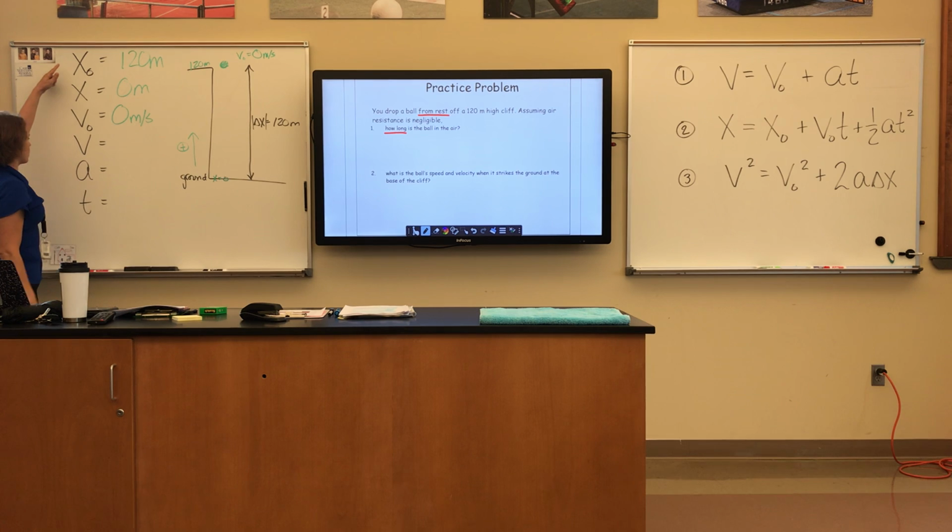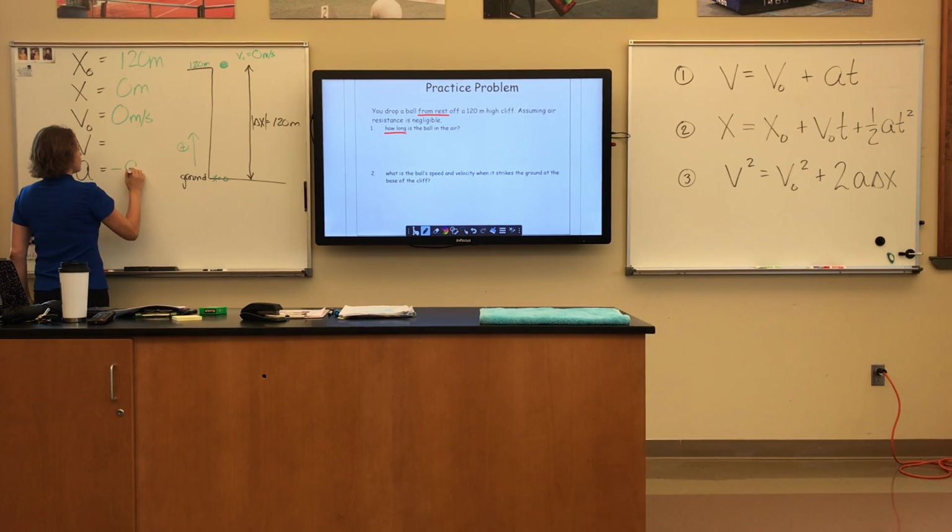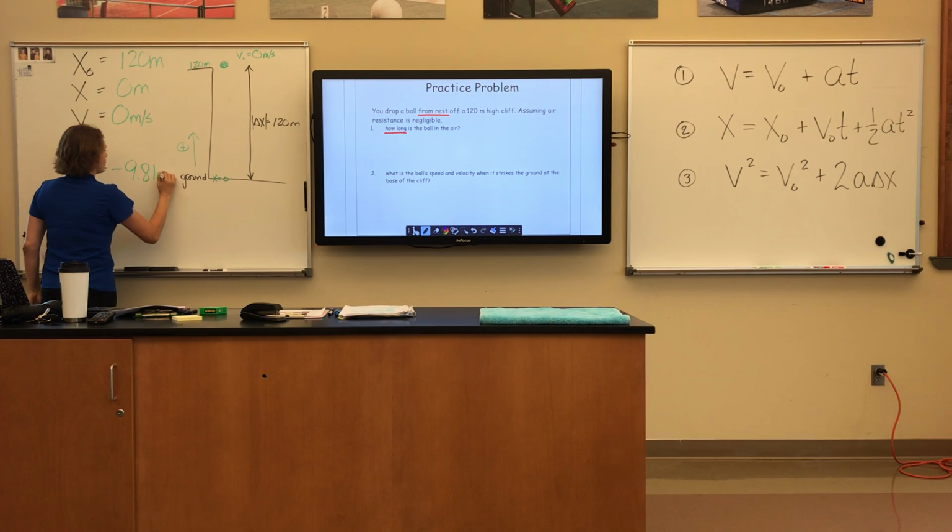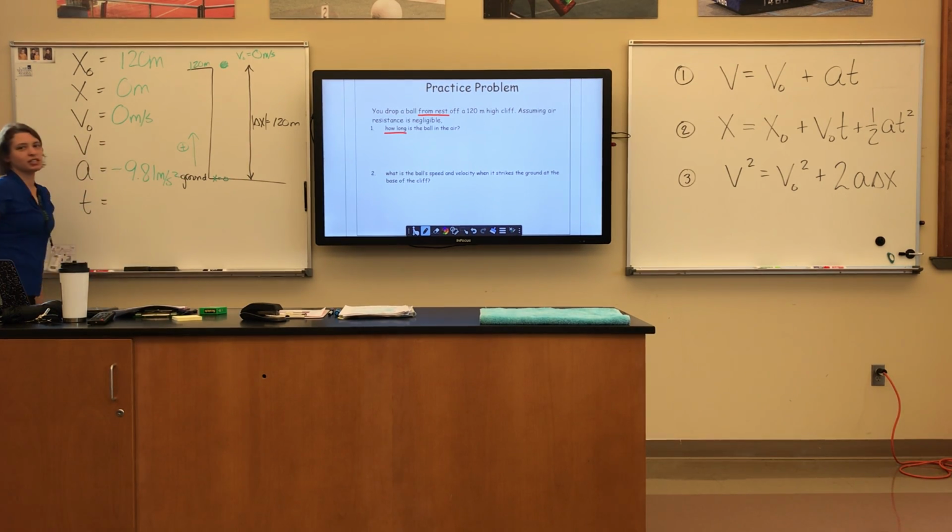What other quantity do I know here? I need to know at least one more. Acceleration. What's my acceleration? Negative 9.81 meters per second squared. That would be our most exact value.